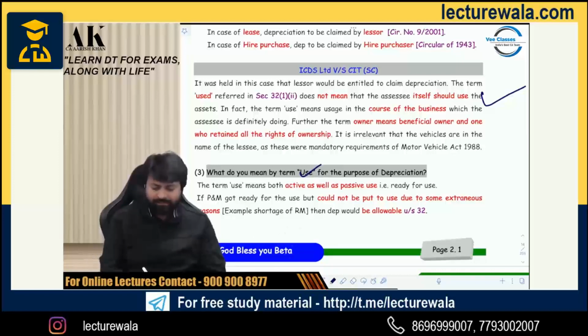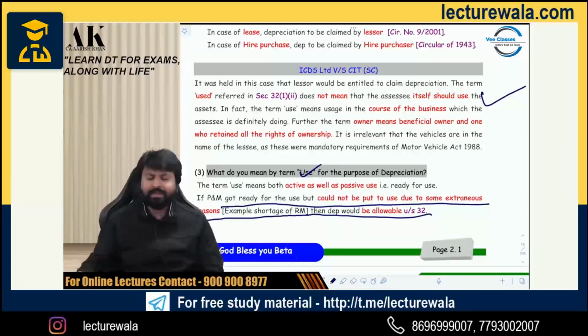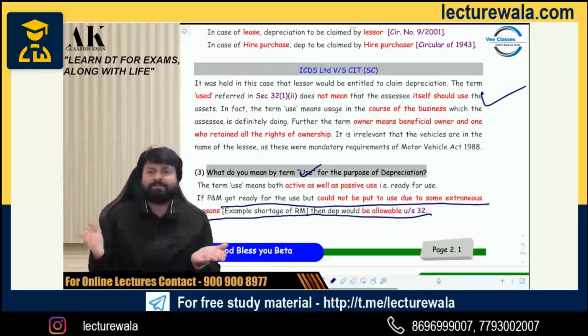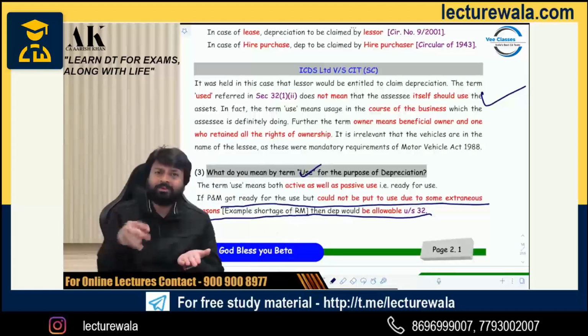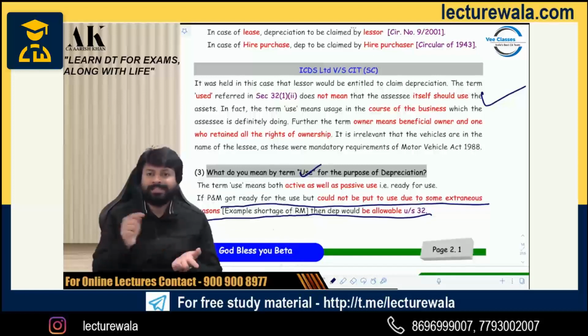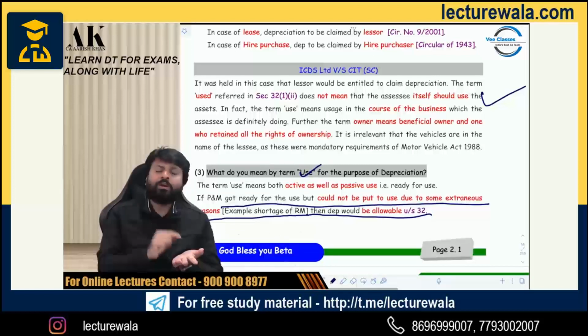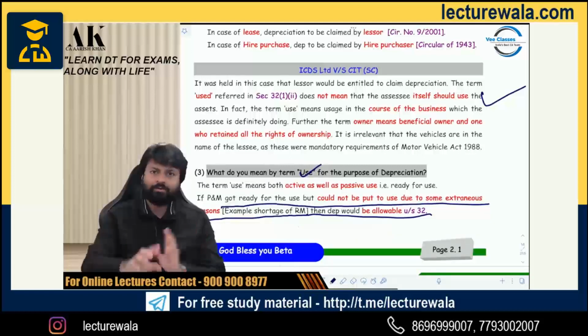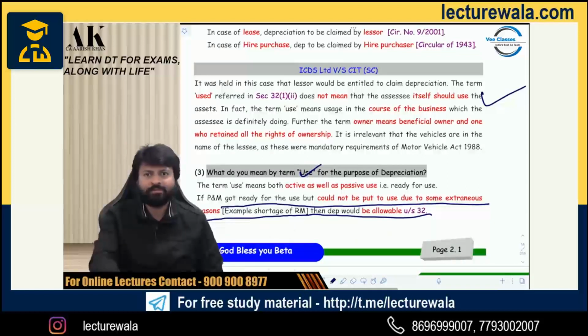The government has said that if the plant and machinery got ready for use but could not be put to use due to some extraneous reason, for example shortage of raw material, then depreciation would be allowed under section 32. It would be allowed. So use means what? Active as well as passive use. Passive use means what? Which is ready for use for emergency purposes. Last but not least, if you cannot use a machinery because of an extraneous reason, then the depreciation would be allowed to you. Okay, just go through it and then we'll go ahead with the next part.